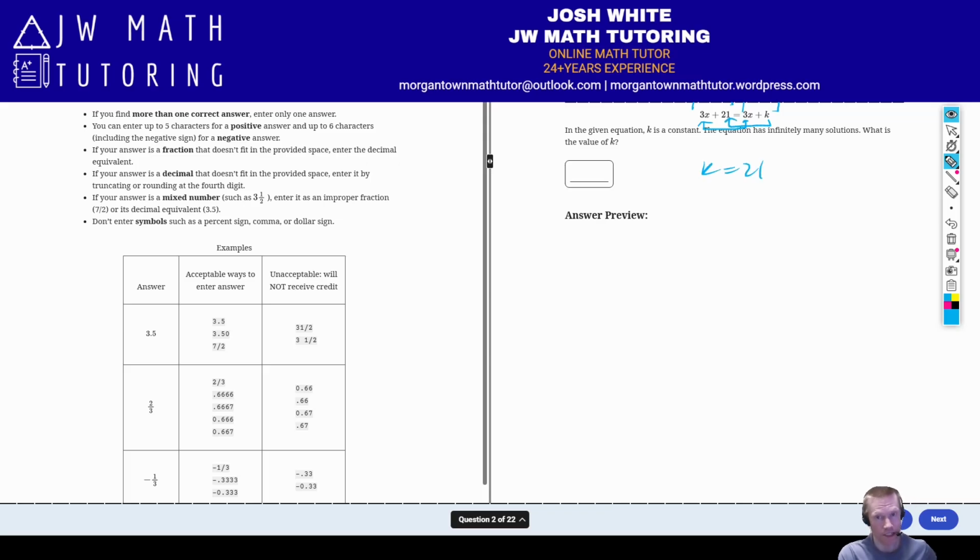And you could go to Desmos, and you could check this in Desmos. You just graph 3x plus 21 and 3x plus k, and say k equal to 21, and you'll get the exact same line overlapping itself.